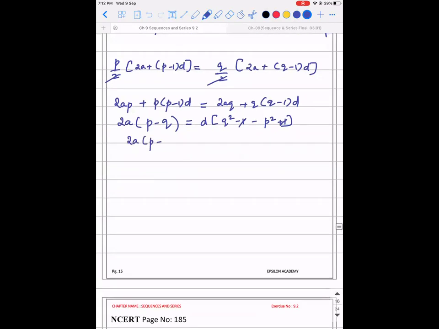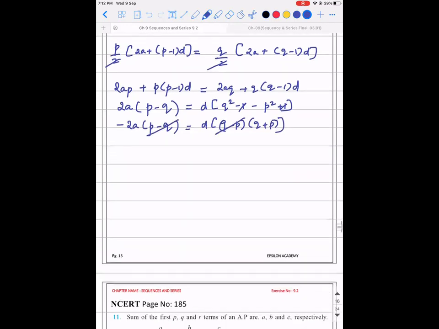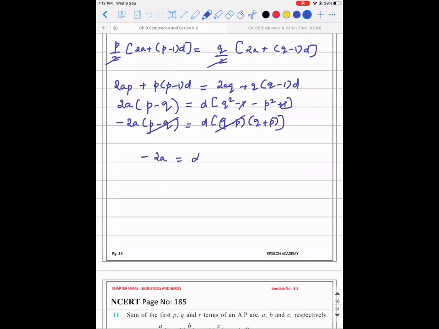So 2a into (p minus q) is equal to d into (q square minus p square), which is (q minus p) into (q plus p). So (q minus p) cancels with (p minus q), leaving minus 1 times. So minus 2a is equal to d into (q plus p). Which implies 2a is equal to minus d into (q plus p). Let this be equation number 1. So the sum of p plus q terms will be (p plus q) divided by 2 into (2a plus (n minus 1)d), where n is p plus q.